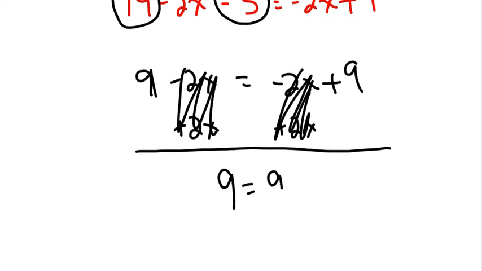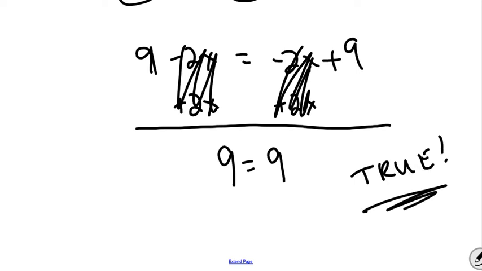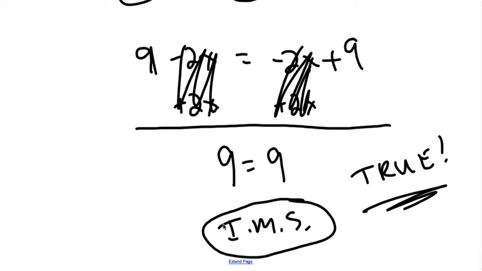9 equals 9. True or false? 9 equals 9. True. Let's try that again. True. There we go. This is a true statement. That means my answer is IMS. Infinitely many solutions means no matter what number I plug in for x, it will always be true.